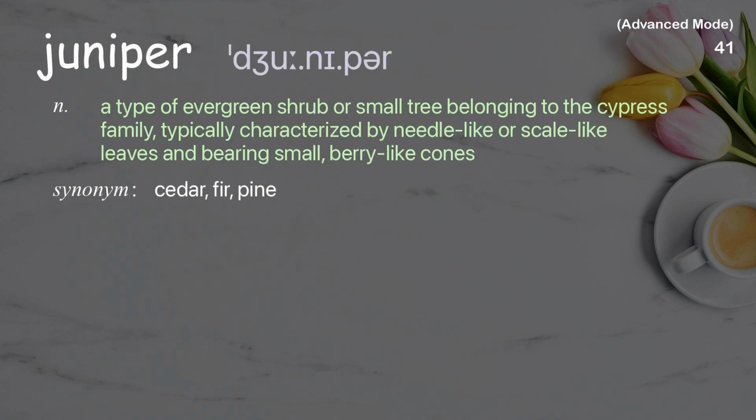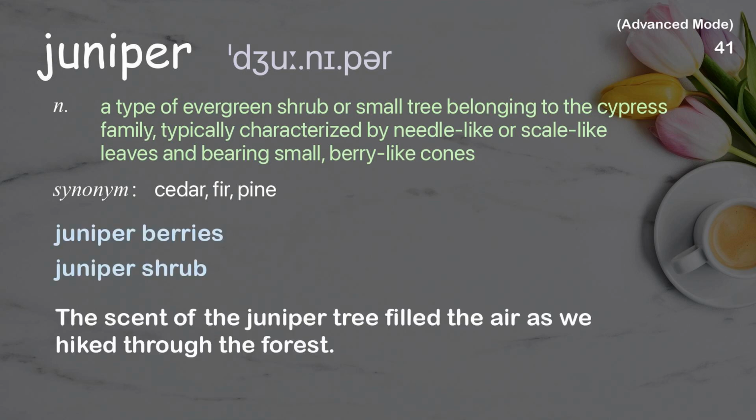Juniper. A type of evergreen shrub or small tree belonging to the cypress family, typically characterized by needle-like or scale-like leaves and bearing small, berry-like cones. Examples: Juniper berries, juniper shrub. The scent of the juniper tree filled the air as we hiked through the forest.